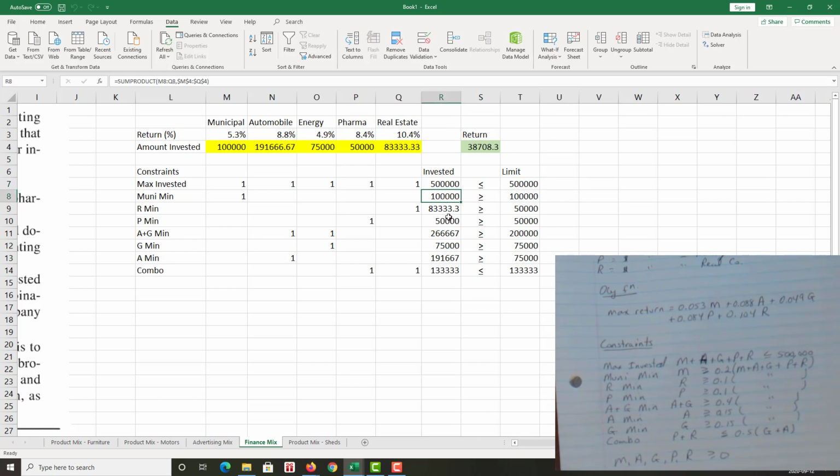I am going to invest only the minimum amount in municipals because it's that crappy return. I'm going to invest a little bit more in real estate. I am going to invest the minimum in pharmaceuticals. Interesting. The combo, the A plus G minimum, is not going to be binding. The G-min is binding. Okay, and again, probably driven by that kind of lower return than the rest. So I'm going to invest the minimum I possibly can in green energy. The automobile, I'm going to invest a little bit more than the minimum. And that combo is going to be a binding constraint.